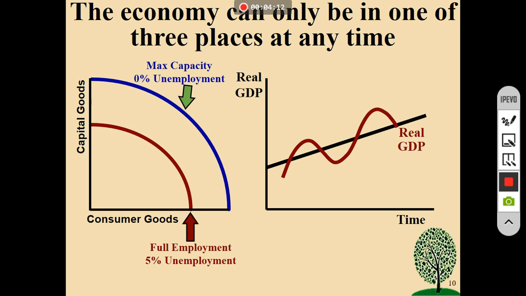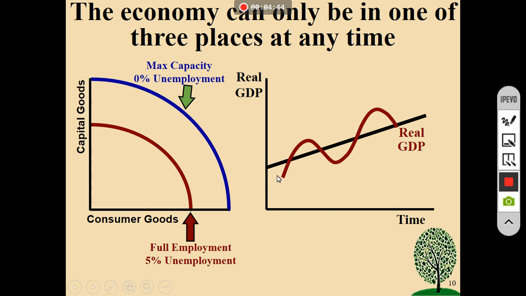So our economy can only be in one of three places at any time, okay? So this is our PPC. This is our full employment, which we learned in the last unit is 5% unemployment, right? That's where our economy is working at its happiest. The blue line here is the maximum capacity, right? So this would be 0% unemployment. So yes, it is possible to get out there, but that's not the best place. We cannot produce beyond the blue line, but we can produce somewhere in here.